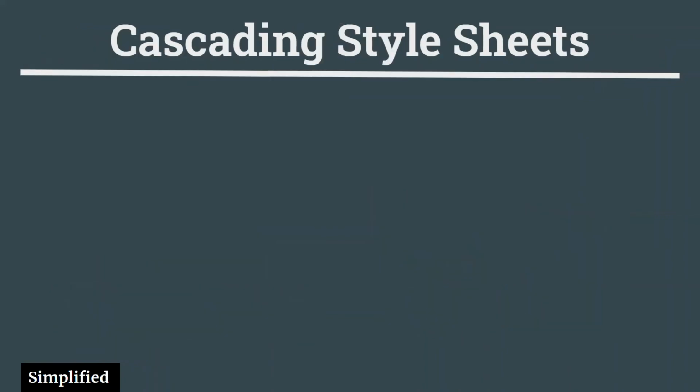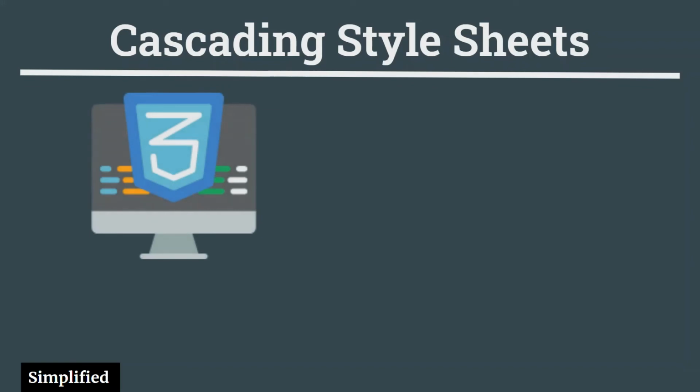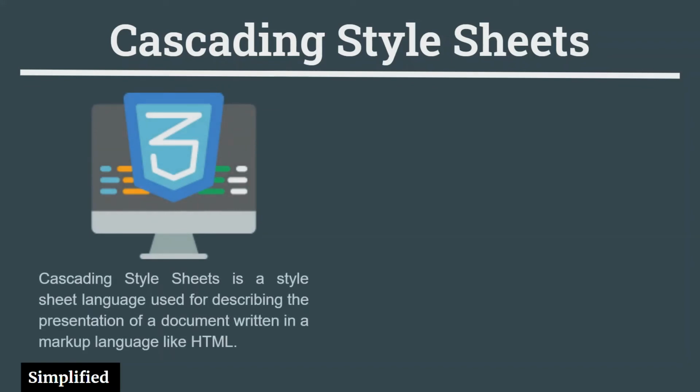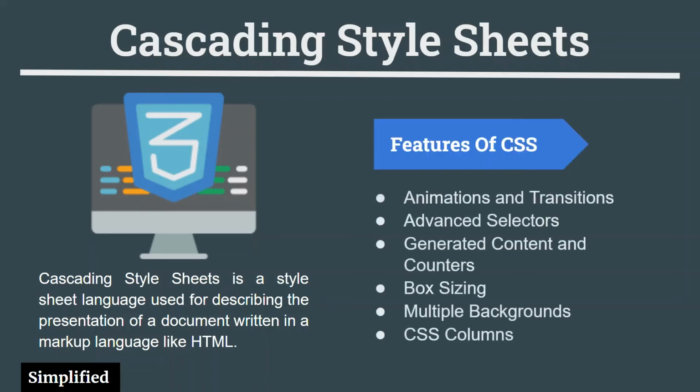Second, cascading style sheets (CSS). Cascading style sheets is a style sheet language used for describing the presentation of a document written in a markup language like HTML. CSS is a cornerstone technology of the World Wide Web, alongside HTML and JavaScript.